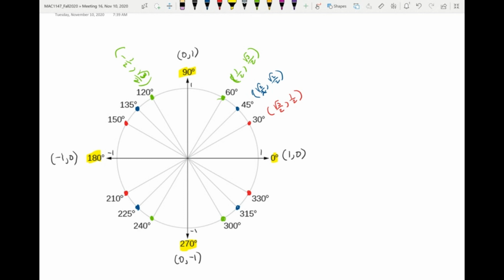Okay. So how about for 135? The reference angle is 45 degrees, and in this case, this would be minus square root of 2 over 2, comma square root of 2 over 2. And then for 150, the reference angle is 30. Cosine is negative here, so it's going to be negative square root of 3 over 2, comma 1/2. Questions about how we fill in quadrant 2?